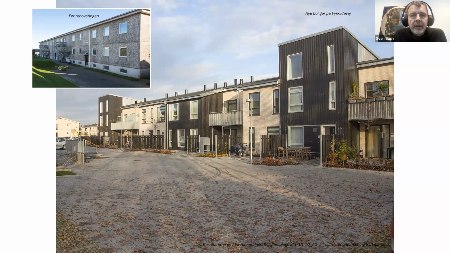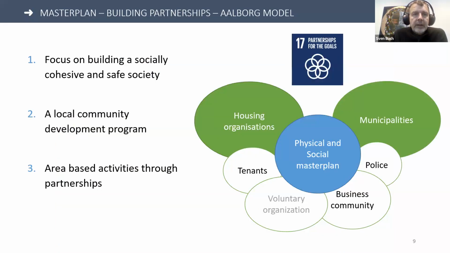So that's how the situation is. Yes, basically the Aalborg model is to make this physical and social master plan involving, of course, mostly the local municipality. All the different departments and sectors have been involved.